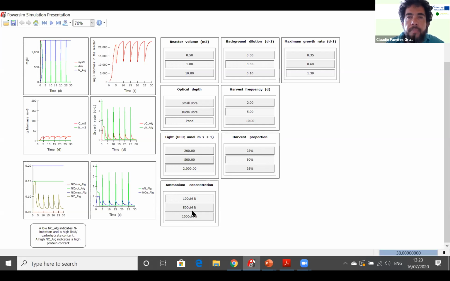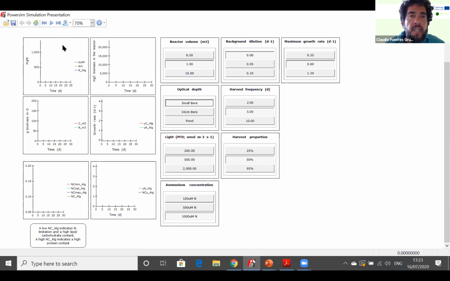Okay, so what you have to do first is clean all this. In order to do that, you have to press in here. As you can see, now it is properly cleaned. And we're going to play. So what we're going to do is use a standard pilot PBR, 1 cubic meter, so it's going to be a 1,000 liter culture. There is no background dilution, so we are not going to have evaporation.